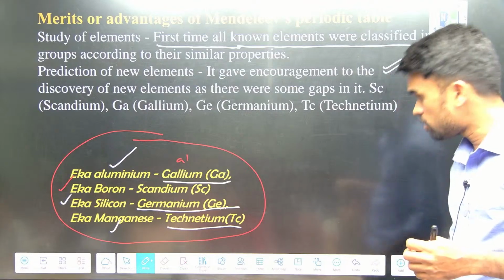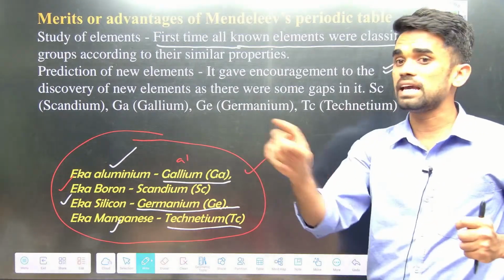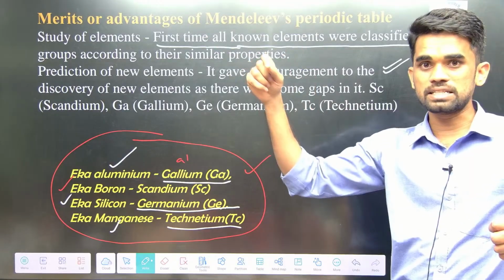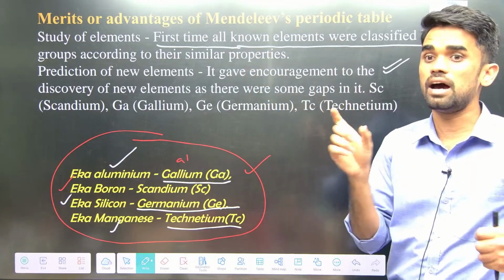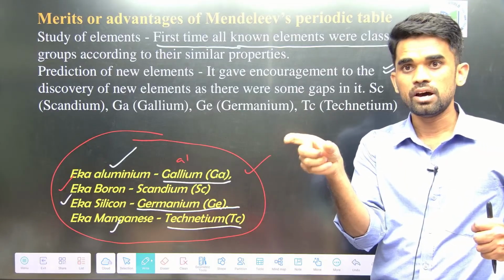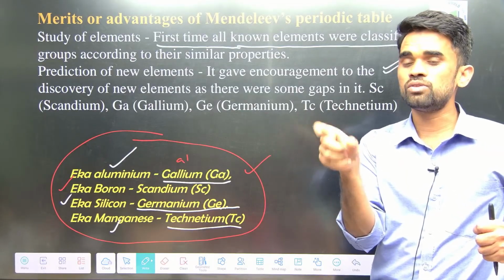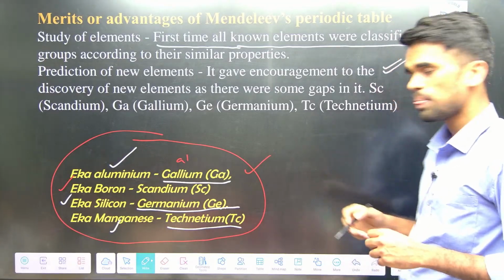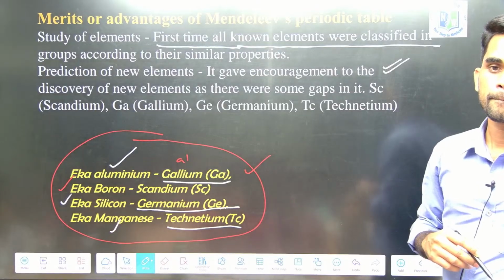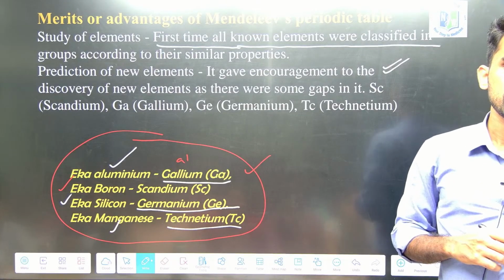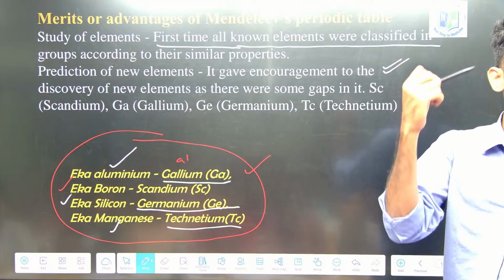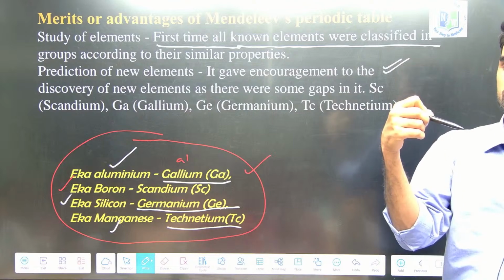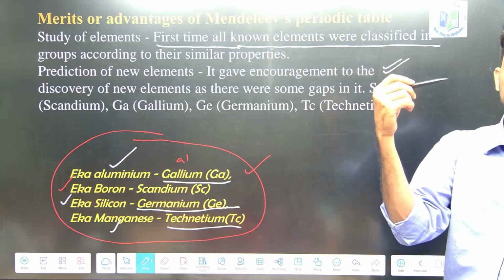From this you can expect questions, or from the Lothar Meyer curve lines I mentioned, or otherwise from the triads. What are the three triads you have seen? Chlorine, bromine, iodine. Next one, lithium, sodium, potassium. Next one, calcium, strontium, barium.